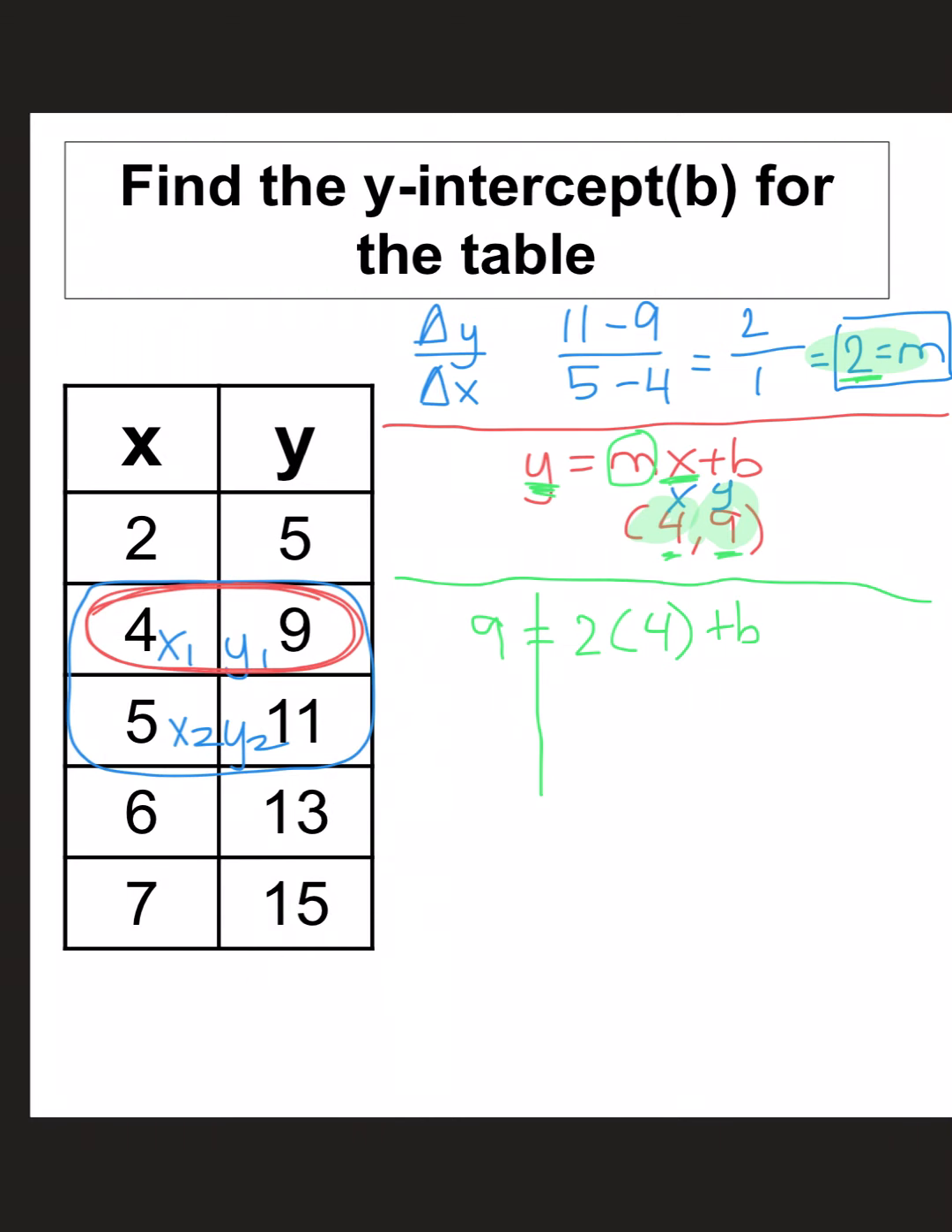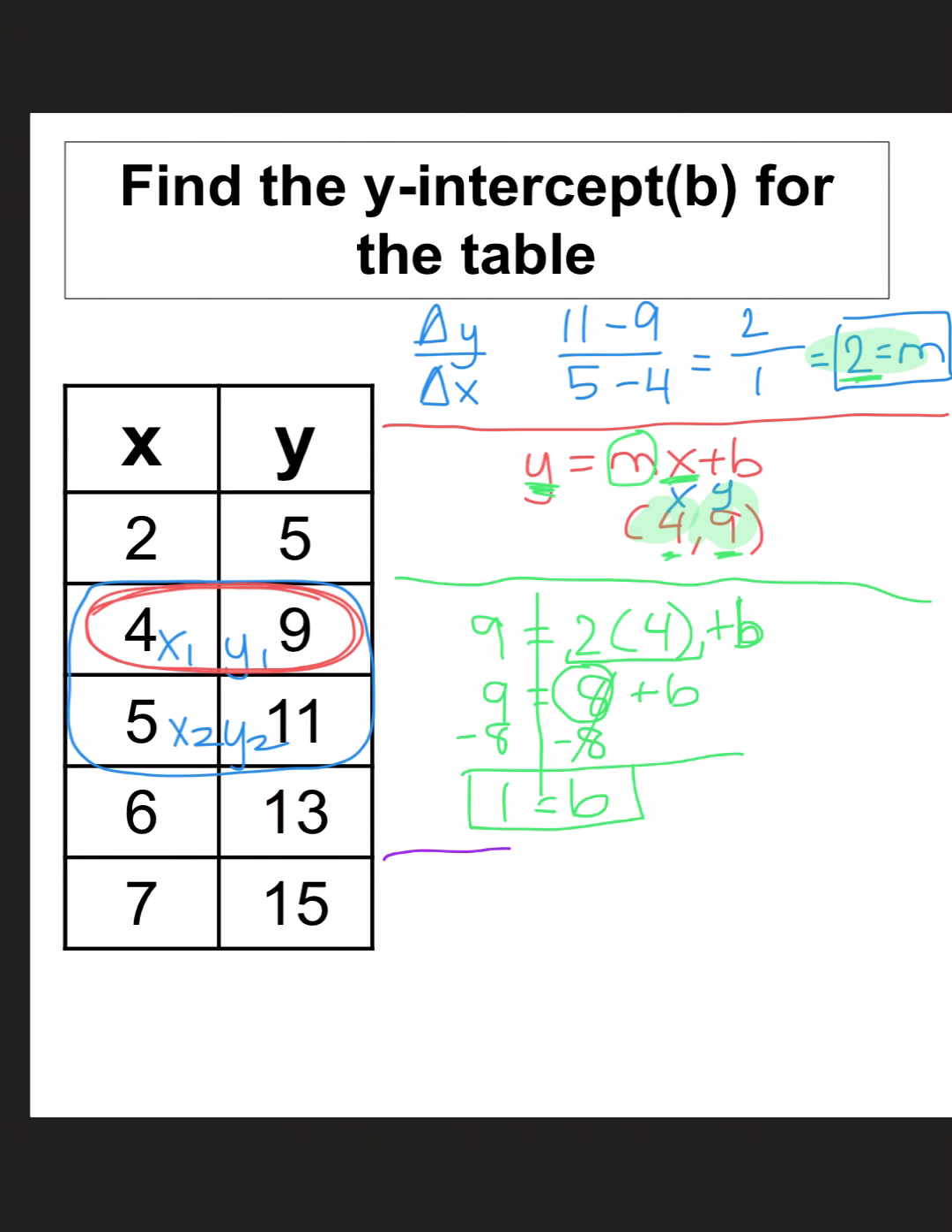On the side that has the variable b, we need to calculate this first. So that's going to bring down the 9. 2 times 4 is 8. Bring down the plus b. Now when we want to get that b by itself, we're going to undo this 8 by doing the opposite to cancel it out. So subtract 8 on both sides of the equation. Once you do that, 9 minus 8 is 1. And the value of your b, your y-intercept, is equal to 1.